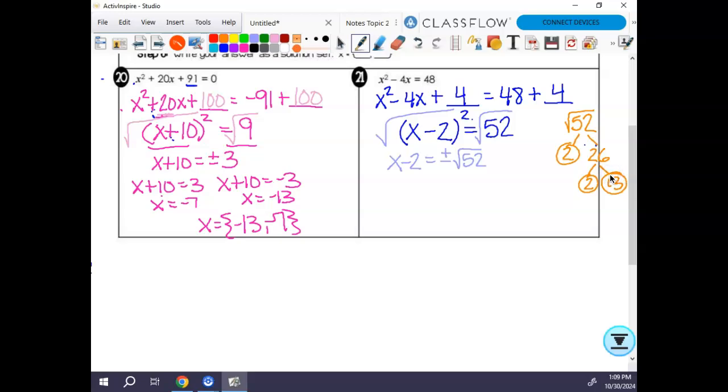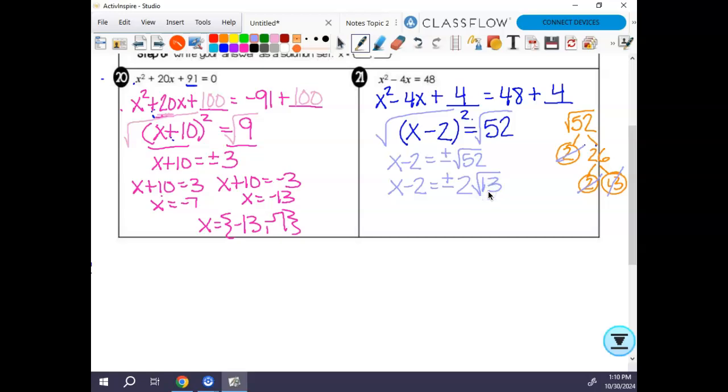Right. Then once my tree is done, I start to look for pairs. And so what I'm going to do here, let's see, we'll just rewrite this as x minus 2 equals plus or minus. Well, these two 2's come out as a 2. This guy stays alone in the house.